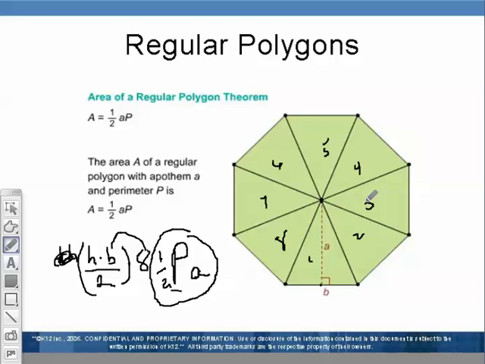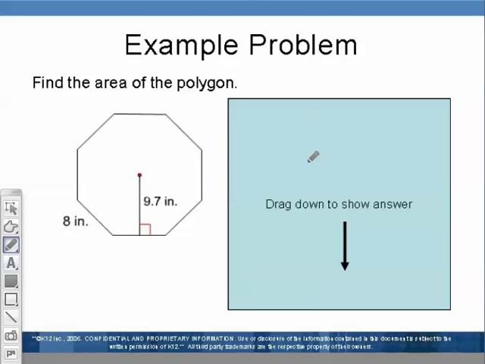So would this work on a square? Yeah, it would work on a square. Would this work on an equilateral triangle? Yes, this will work on an equilateral triangle. Will it work on a hexagon? Yes, it'll work on a hexagon. Will it work on an octagon? I just showed it to you on an octagon. Will it work on any regular polygon? Yes, it will work on any regular polygon. You'll be able to find the area of that regular polygon just by knowing the distance from the center to the edge. Let me show you an example.